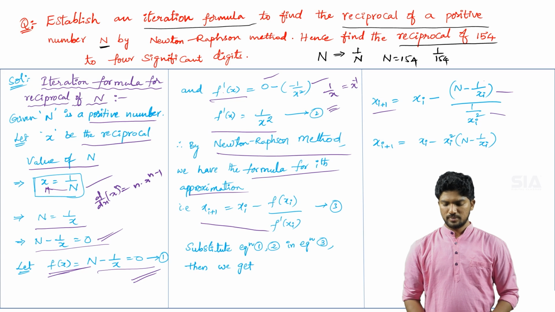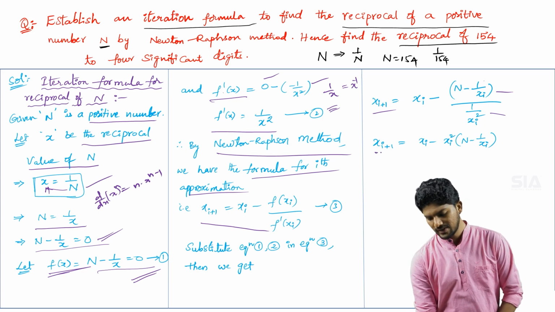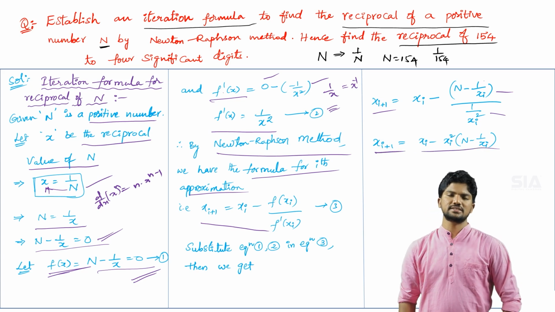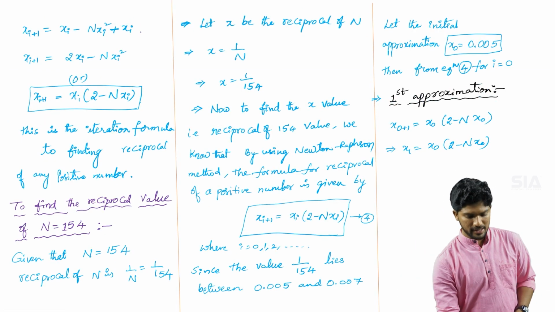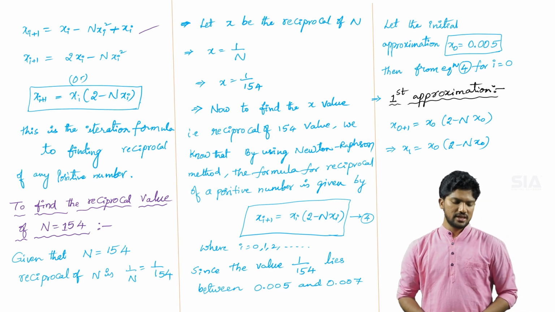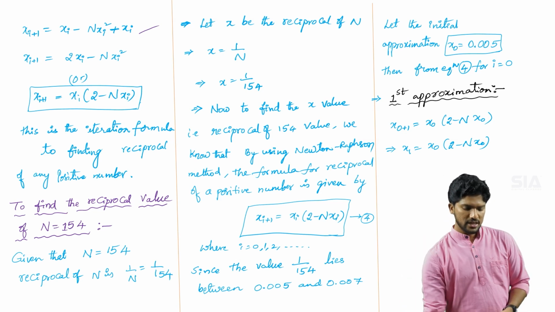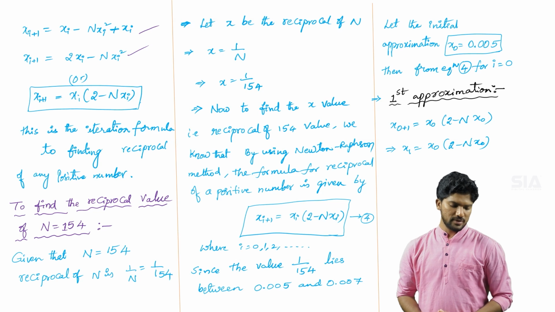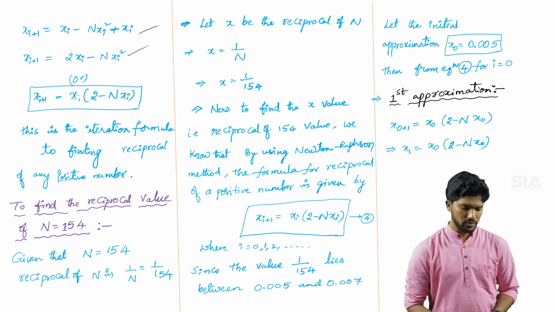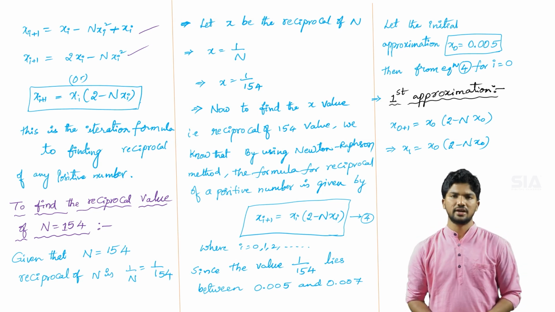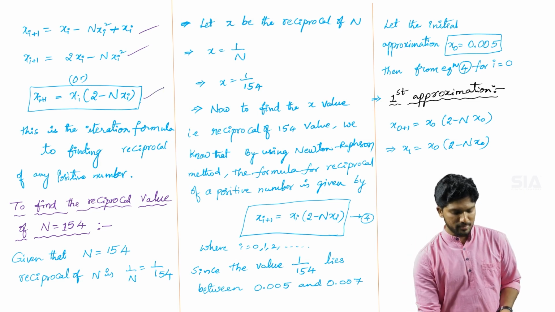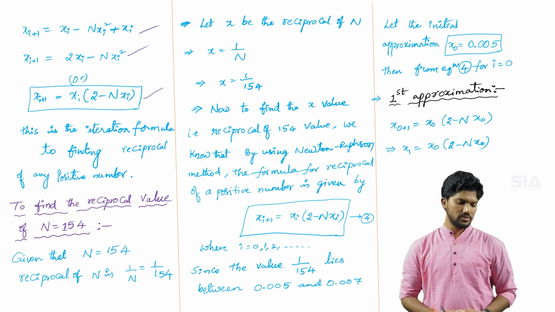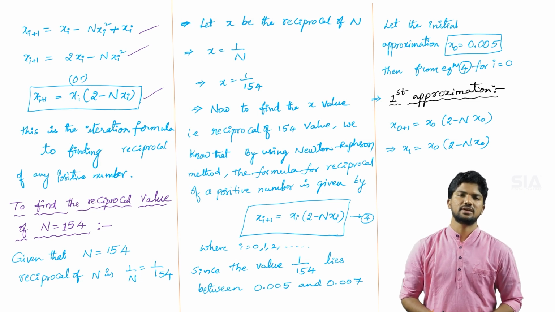Now if you simplify that value, you will get x suffix i plus 1 is equal to xi minus xi squared into n minus 1 by xi. So xi plus 1, if you simplify, is xi minus n xi squared plus xi, so x suffix i plus 1 is equal to 2xi minus n into xi squared. You can write that formula, or else if you take xi common, x suffix i plus 1 is equal to x suffix i into 2 minus n into x suffix i.